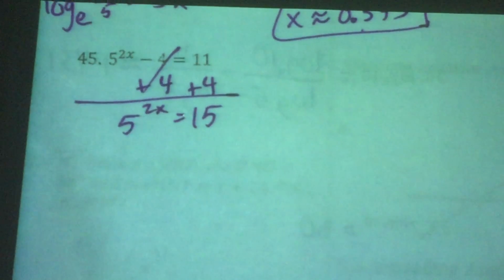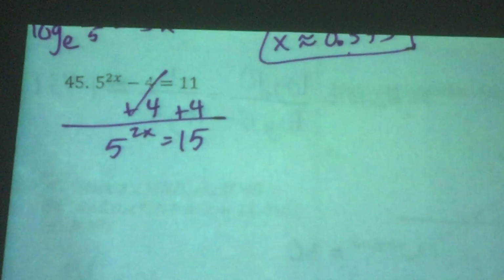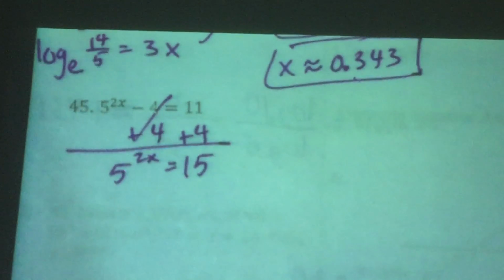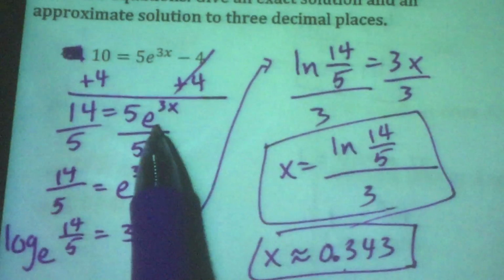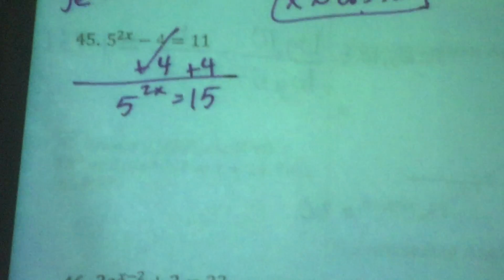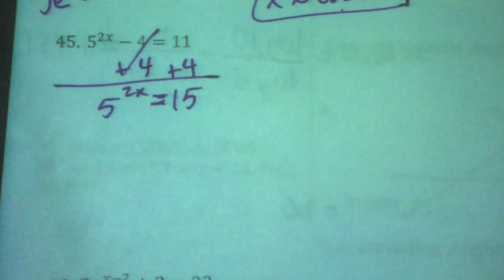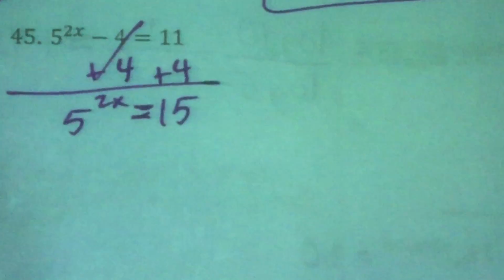Common mistake that people will try to do here is to divide by 5. You cannot divide by 5. 5 is the base of your power. Notice on number 44, the one we did before, I divided by 5, but 5 is not the base. The base is e. So I could get rid of the coefficient there. In this one, 5 is the base. I can't just divide it out. So what I'm going to do here is isolate the x by changing it into logarithmic form. So it's going to be log. The base of this is 5.